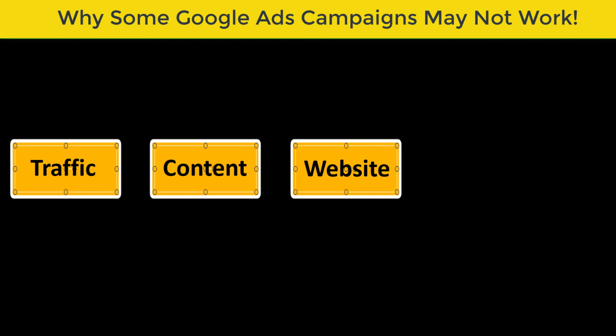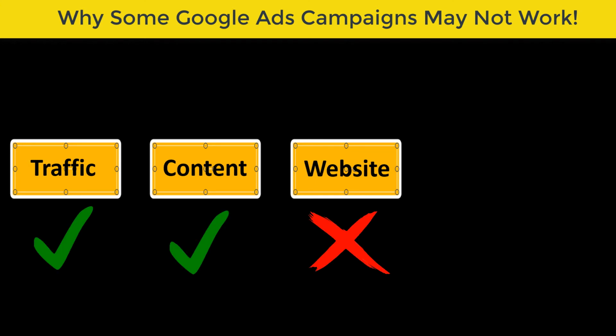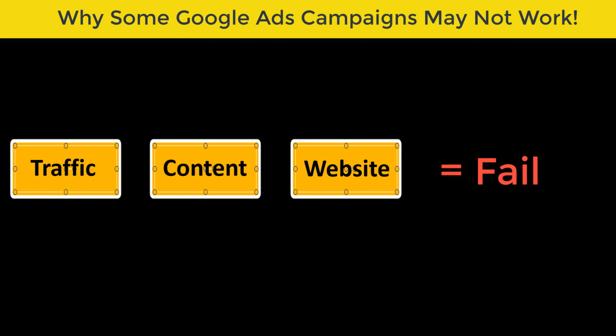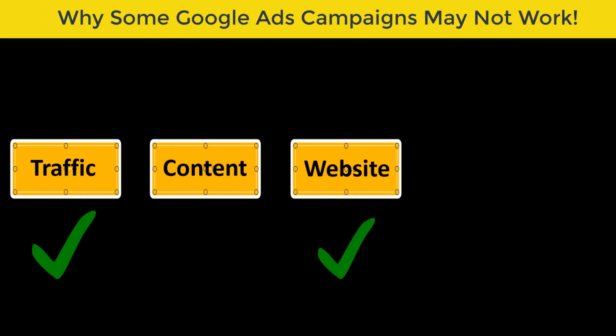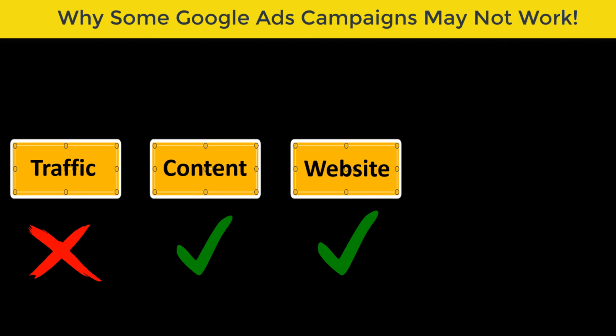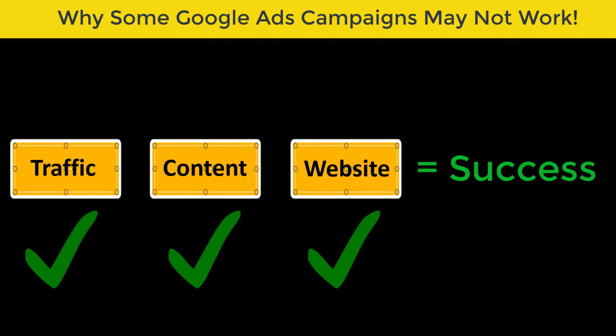To put all this together, all three, traffic, content and website, have to be perfect. If you have great traffic, you get great content, but your website isn't up to scratch, the whole lot's going to fail. Likewise, if you've got a great website, you've got great traffic and your content isn't up to scratch, the whole lot's going to fail. Likewise, if you've got great content, great website, but your traffic isn't up to scratch, the whole lot's going to fail. Everything has to pass. Everything has to be perfect in order for your Google Ads campaign to be a success.